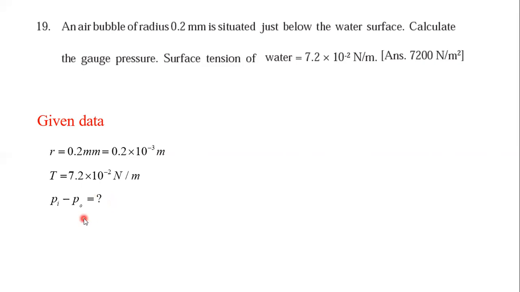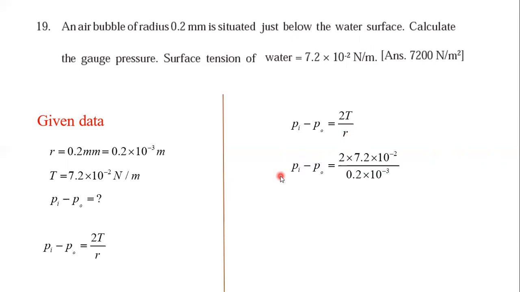And we have to find out the gauge pressure, meaning Pi minus Po, which is equal to 2T by R. We already have the formula: Pi minus Po is equal to 2T by R. So here it's an air bubble which is below the water, so only the inside surface is the free surface. So 2T by R is coming.